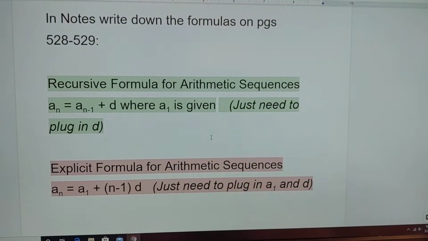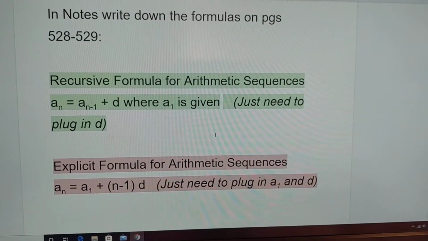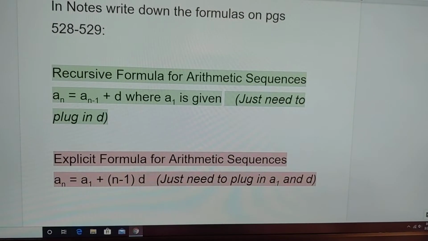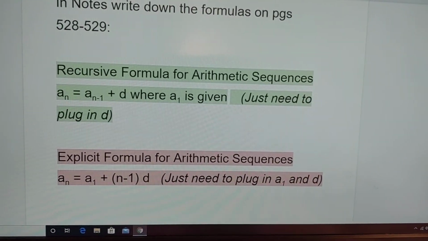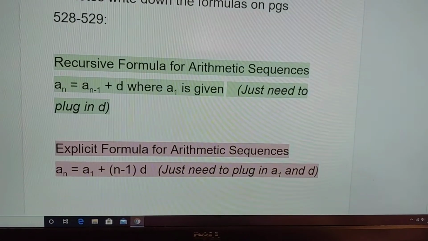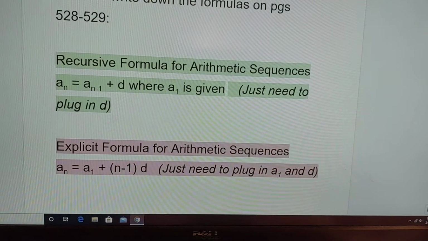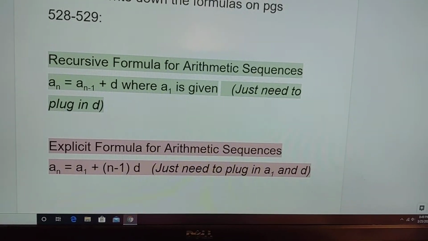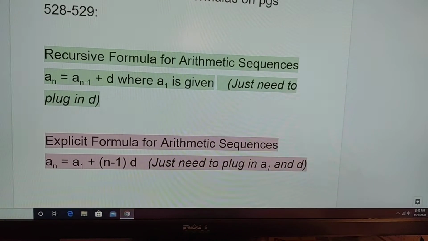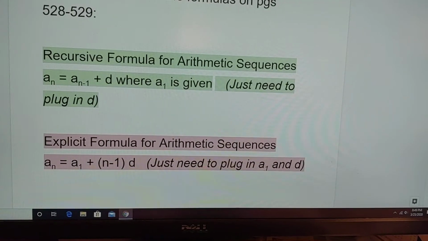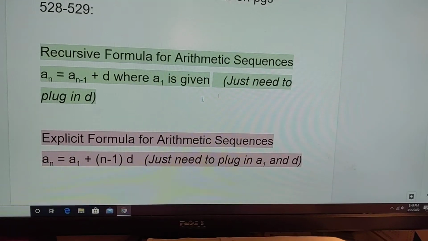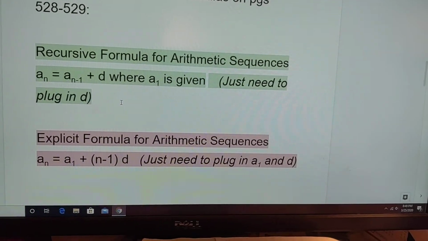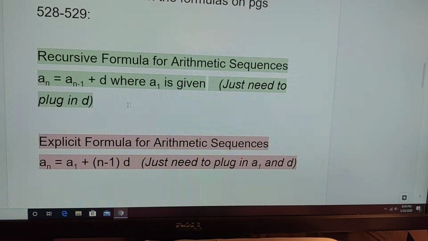In your notes, I'd like you to write down your formulas that are on pages 528 and 529. I have them written here again for your convenience. Your first one, your recursive formula for arithmetic sequences: a sub n equals a sub n minus 1 plus d, the common difference, where a sub 1, or the first term, is given. I added this little note that you might find helpful to put in your notes as well. In this situation, you just need to plug in d. It is important to note that all you need to do is plug in d with this formula, and then you have a formula. So you might want to jot that down for future reference.